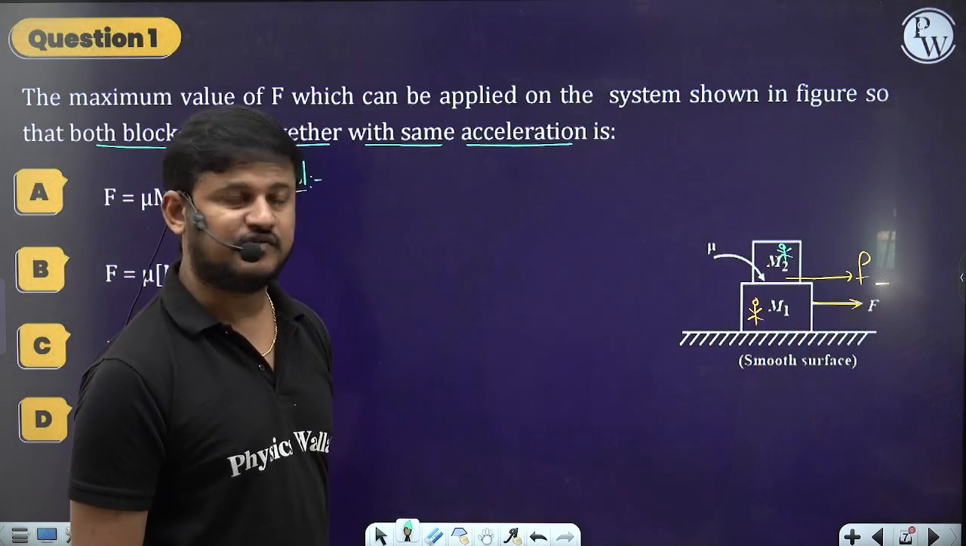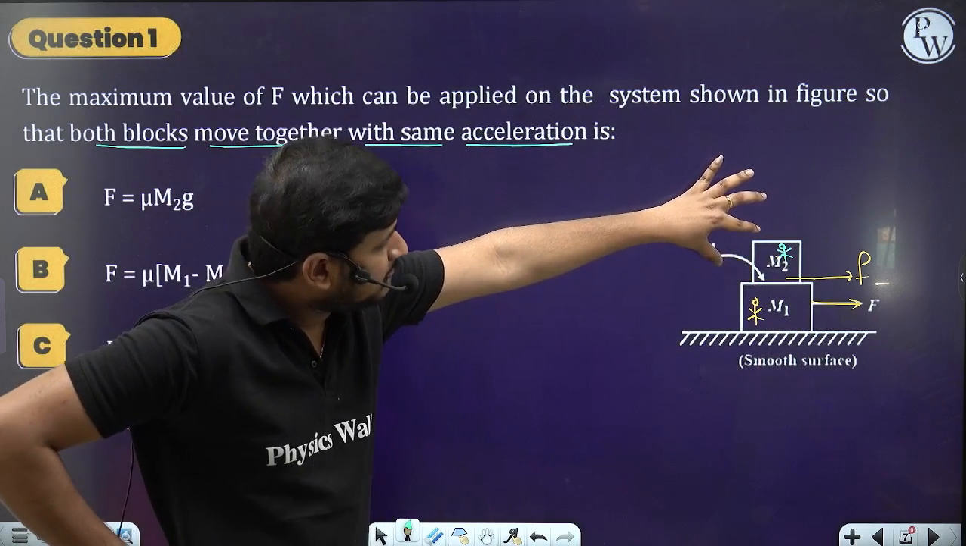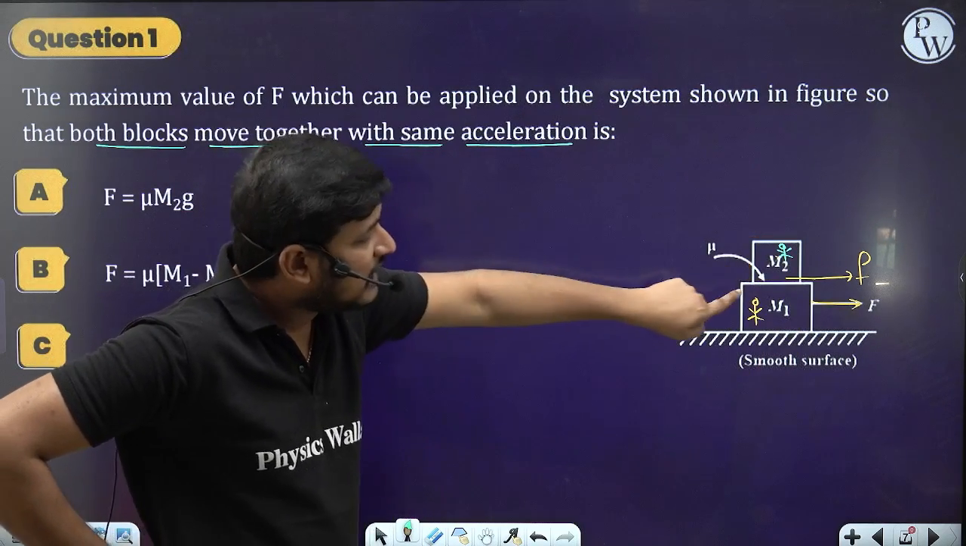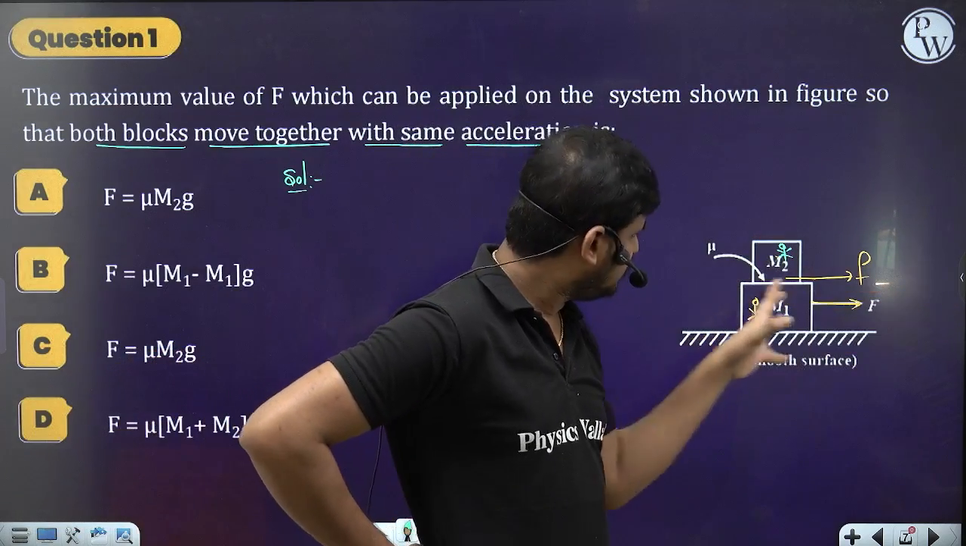M2 is a frame of reference. So if you observe, you are sitting inside the M2 block. Now you are observing the M1. On the M1, force F is applied, so it is moving to the right side.